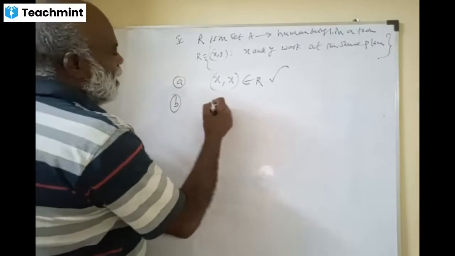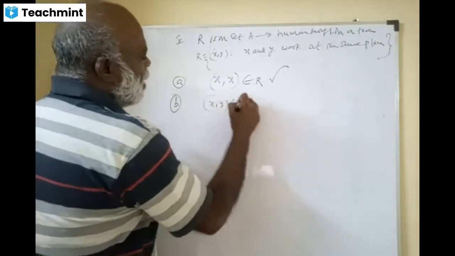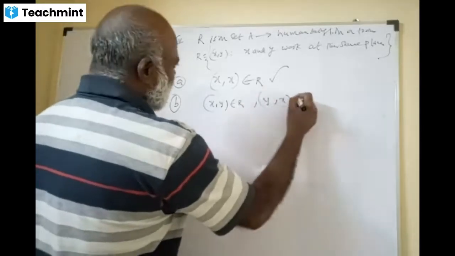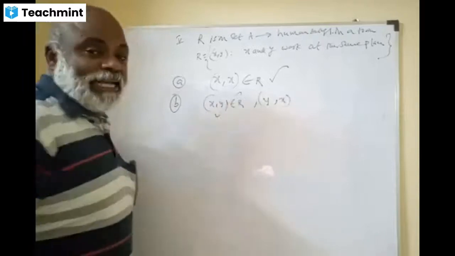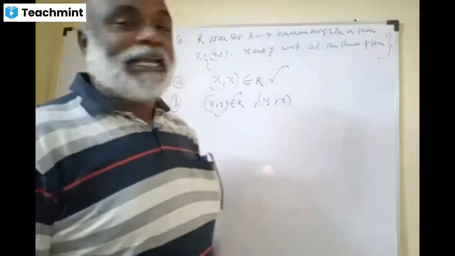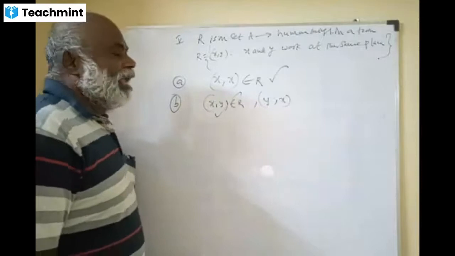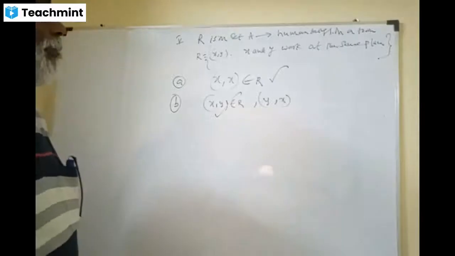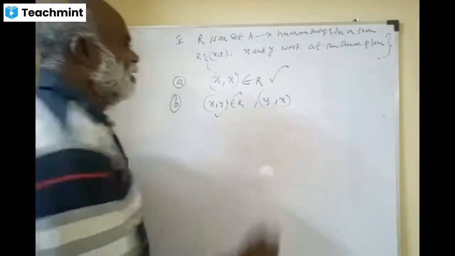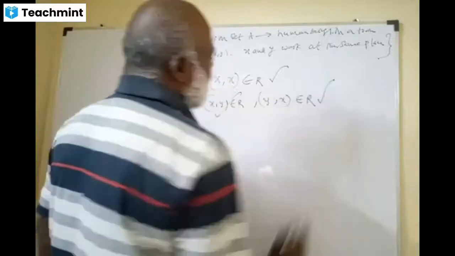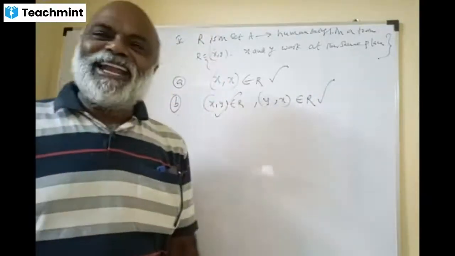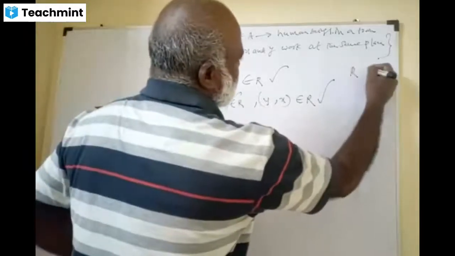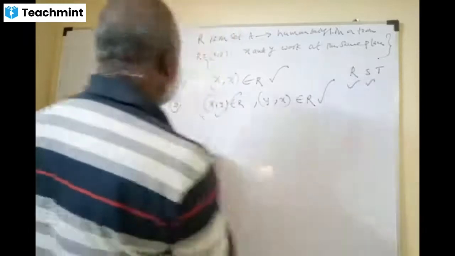B. If (X, Y) belongs to R, can you say (Y, X) belongs to R? Yes, this is certain. X and Y are living in the same place, working in the same place. Can you say Y and X are also working in the same place? Say all of you, simple one. Yes, sir. It belongs to R. If X and Y are working in the same place, definitely Y and X are also working in the same place. Therefore, first one is reflexive, symmetric. Both are true. Let us check transitivity.